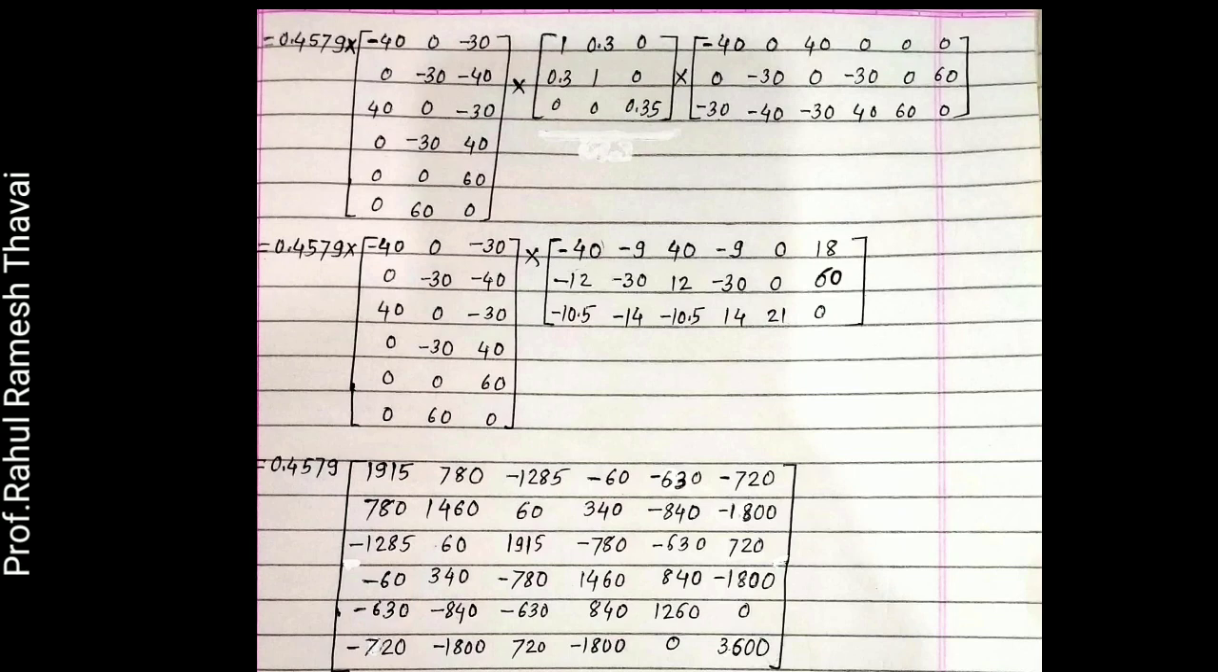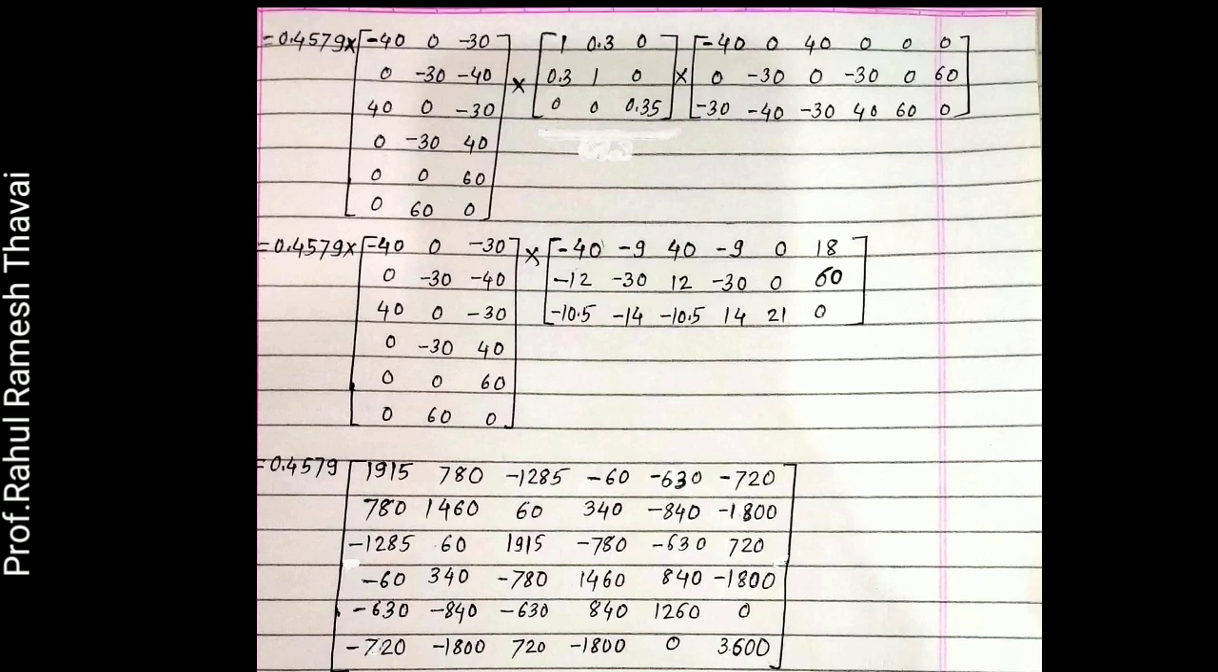40 plus minus 30 into minus 12 plus 40 into minus 10.5, so it is equal to minus 60. Next, fourth row multiplied by second column, that is 0 into minus 9 plus minus 30 into minus 30 plus 40 into minus 14, that is 340. Next, fourth row multiplied by third column, that is 0 into 40 plus minus 30 into 12 plus 40 into minus 10.5, so that is minus 780.